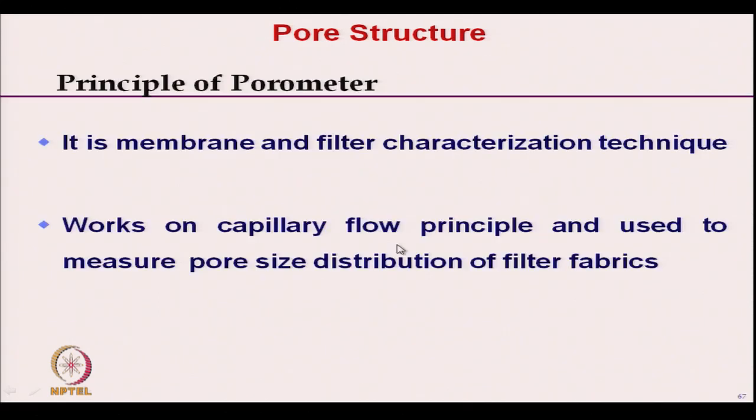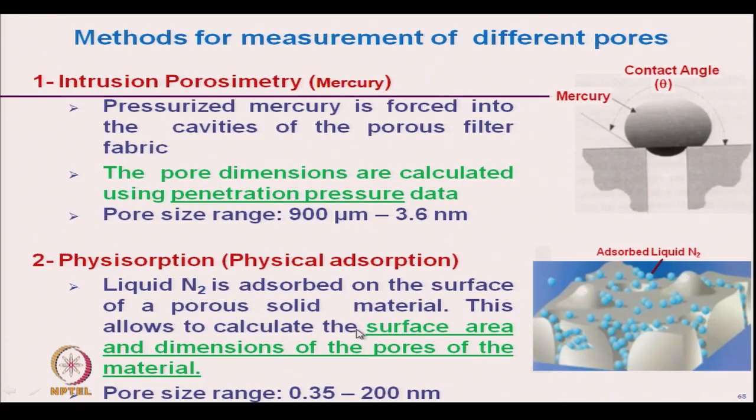Now, the pore structures are measured using a porometer. A porometer is an instrument which measures the pore structure. It is a membrane and filter characterization technique, works on the capillary flow principle, and is used to measure the pore size distribution of filter fabric. There are different types of porometer.